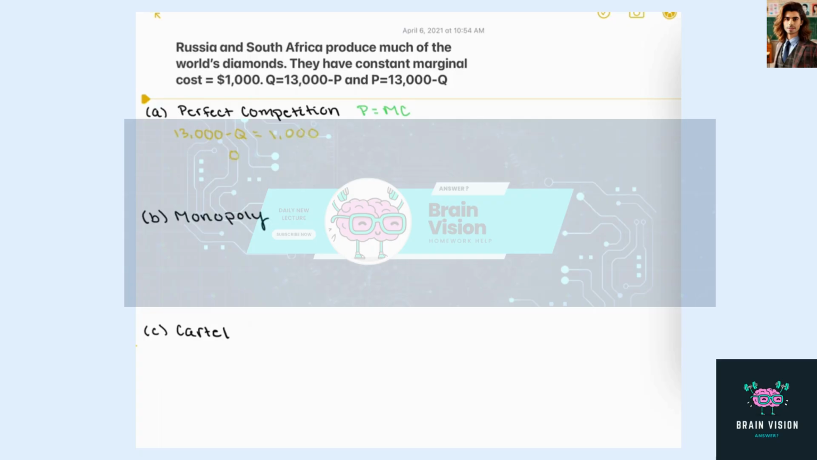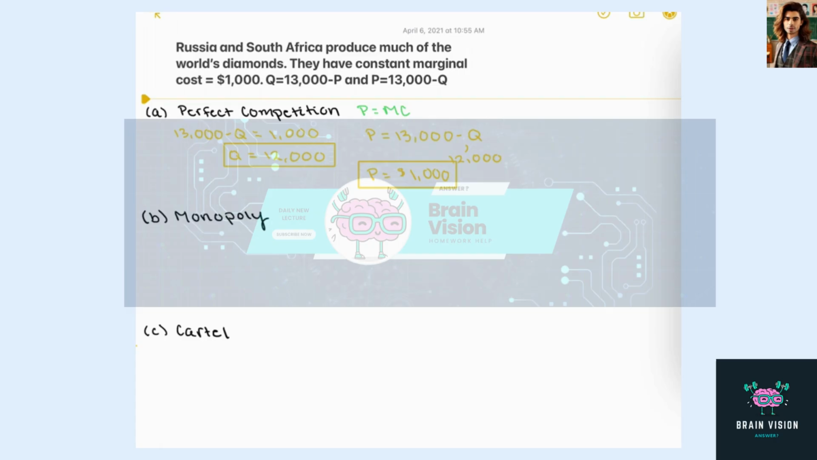We're able to solve for Q is equal to 12,000. It's fairly straightforward. And now if we wanted to find the price, all we need to do is plug this quantity back into our price function, which is equal to 13,000 minus Q. Plugging in 12,000 for our quantity, we get a price which is equal to $1,000. And that would be our price and quantity under perfect competition or in a market where we have many sellers.